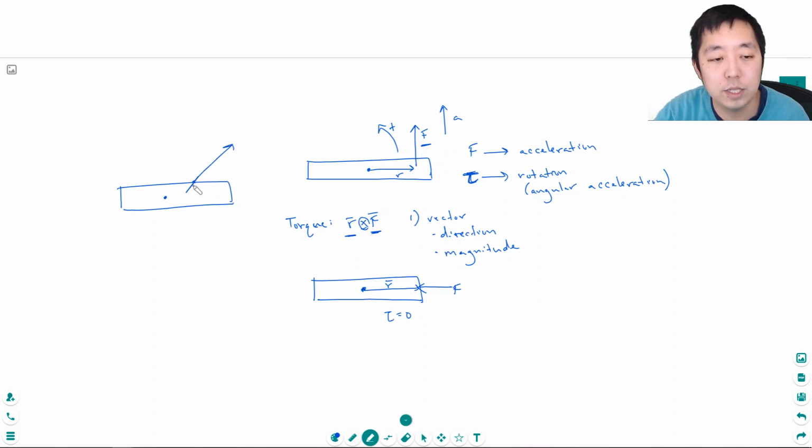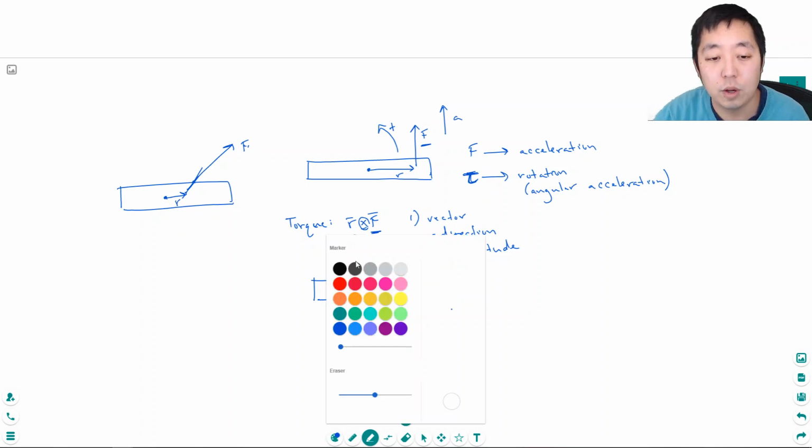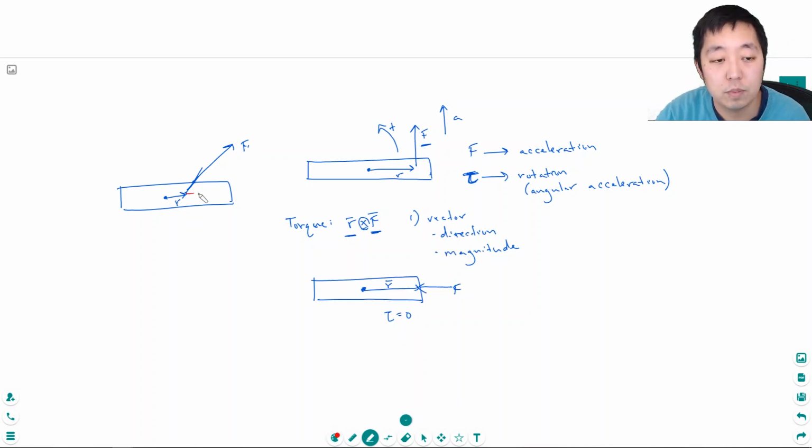And for simplicity, I'm going to say I apply it right here on the block. Well, my r vector would look like this. It's a vector from the point of rotation to where the force is being applied, and then the f vector is like this. Now, r cross f to calculate the torque: I only care about the part of the force that's perpendicular to r. So I have to split this vector f into its horizontal and vertical components. Say this is f sub x, this is f sub y.